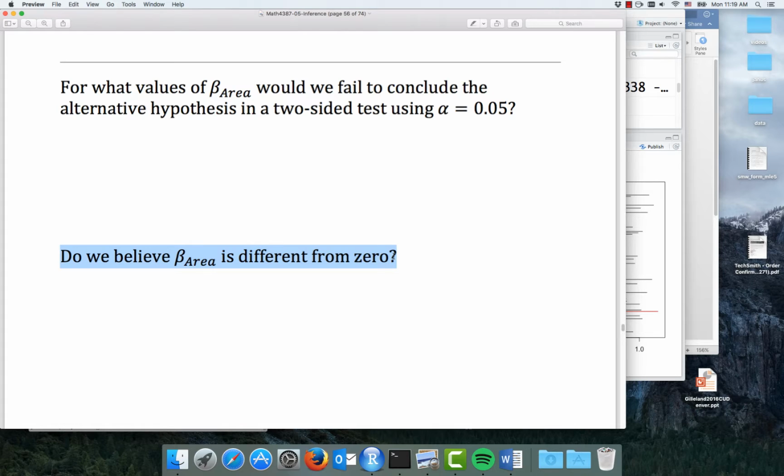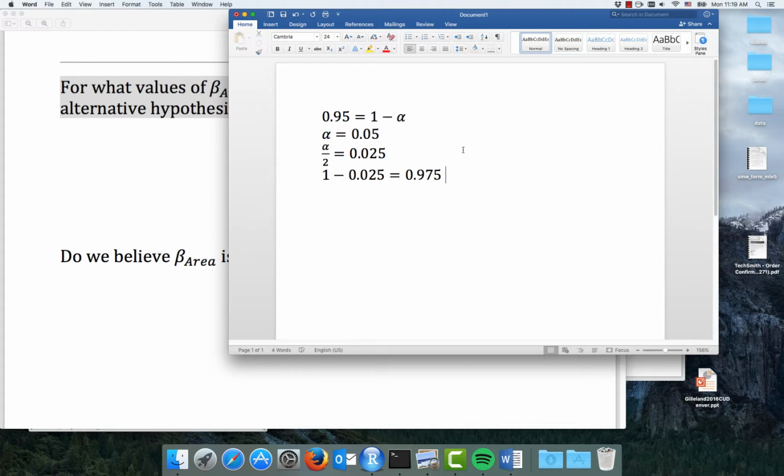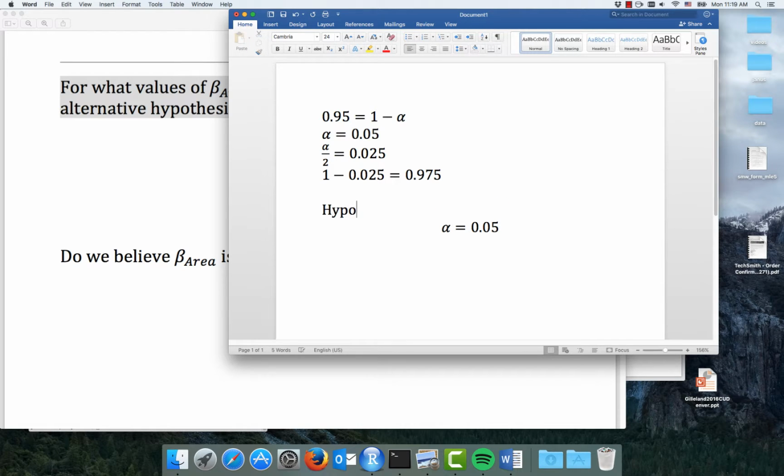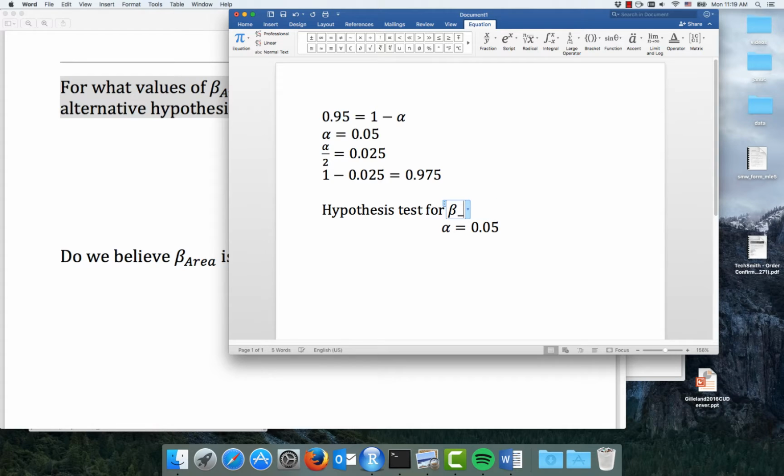Okay, well I hope that was a useful little thought exercise for you. So for this first question, we want to know the values of beta area that would cause us to fail to conclude the alternative hypothesis in a two-sided test using alpha equal to 0.05. So let me just be very clear here. We're doing a test with alpha equals 0.05. This is a hypothesis test for beta area.